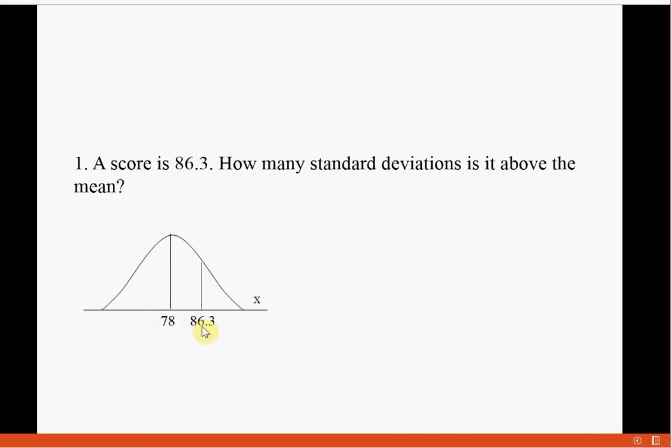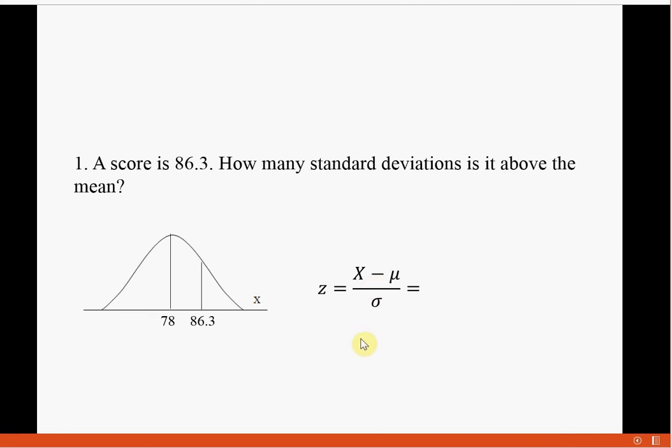78 is the mean, 86.3 is larger than 78, therefore we draw it to the right of 78. Also label the horizontal axis with the variable x, showing that this is the distribution of variable x. Now, this question is a straight application of the z-score formula. Z-score is the x-score minus the mean, divided by the standard deviation. Now, this order cannot be switched. You cannot put the mean first and the x value second. You cannot switch this order arbitrarily. It has to follow this order in order to get the correct sign.